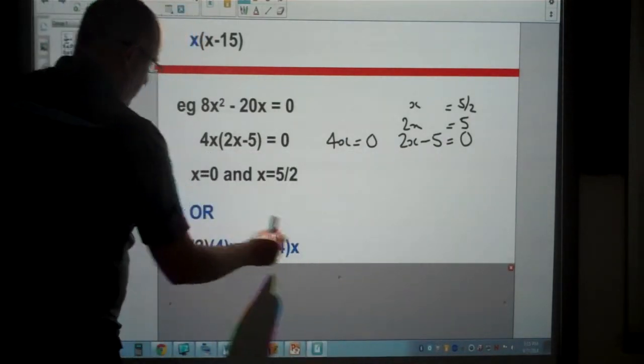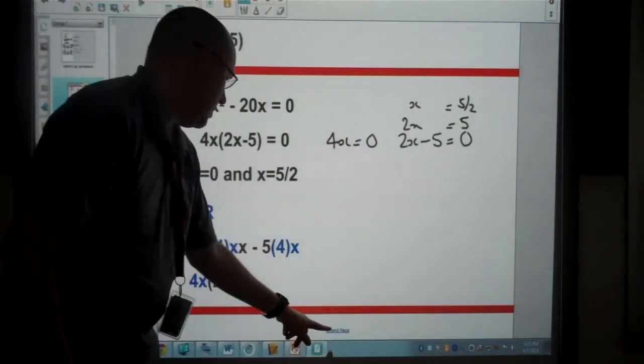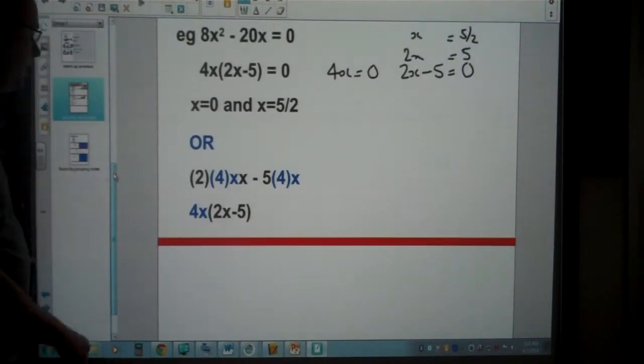Now, I've also shown you the other way again, just to remind you. So if you spotted that this does divide by 4, and you still need to be able to do that, then just go back to the question.